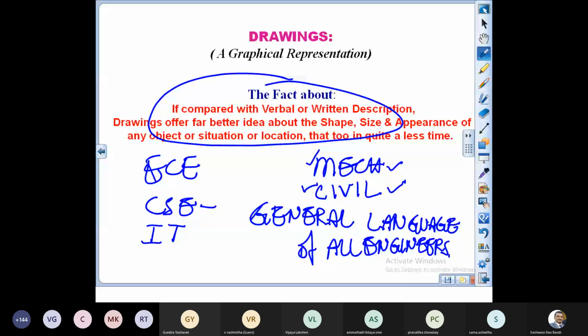Because an ECE person will be having some circuit diagrams or some other things. In the same way, the CSE will be having the same drawings, and CSE and IT will be almost the same. Mechanical will be having different machine parts or everything, and civil will be having their construction drawings. And EEE also will be having different types of circuits and connections and different things.